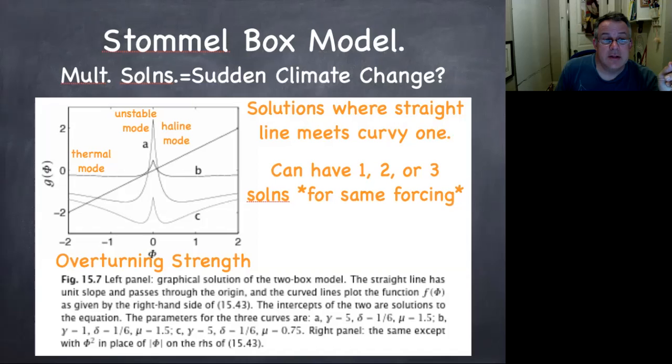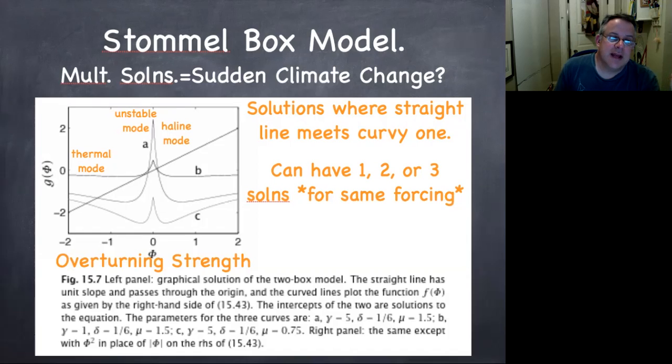B also looks like it has three intersections, but it kisses on this one. So the unstable mode and the thermal mode have merged. And if you raise just a little bit more above B, you would have only the haline mode. By contrast, C has only the thermal mode.